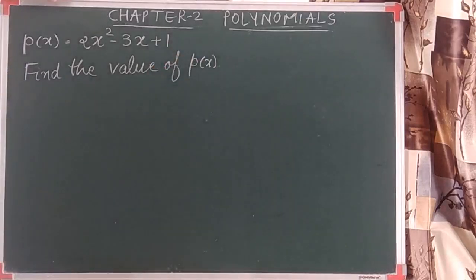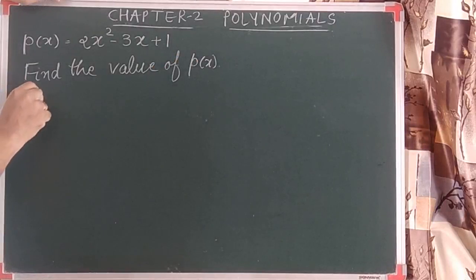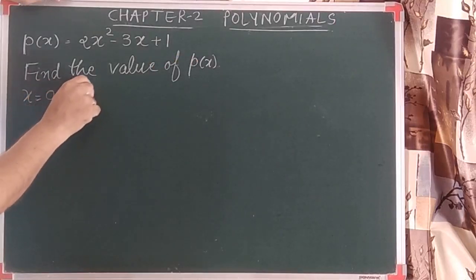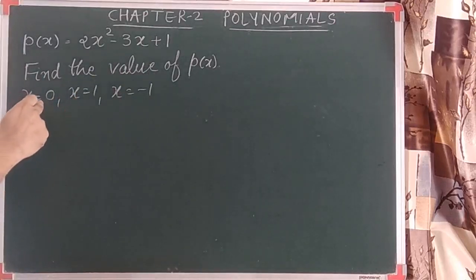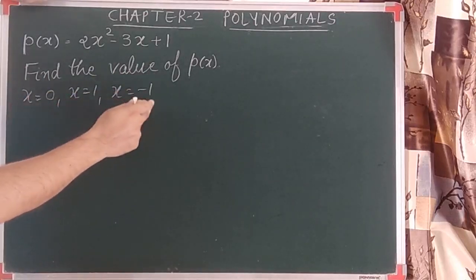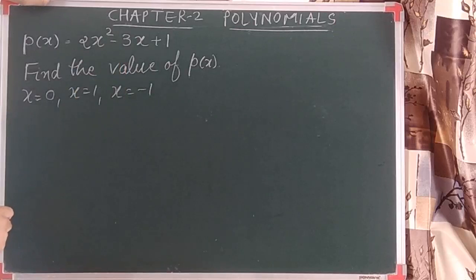So how to find the value? They must be given in the question: if the value of x is 0, if the value of x is 1, if the value of x is minus 1. Like this, you have to substitute the values of x, 0, 1, minus 1, one after one, and you have to obtain the value of it.